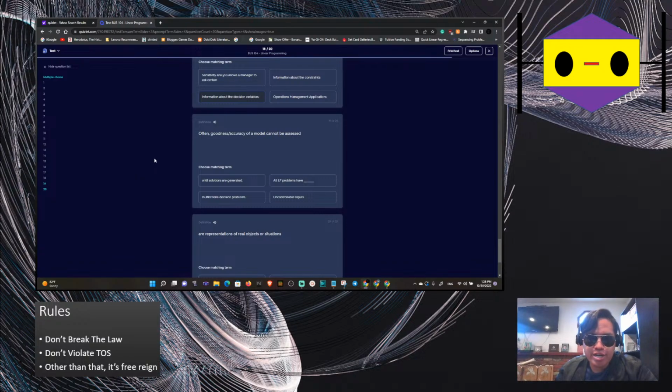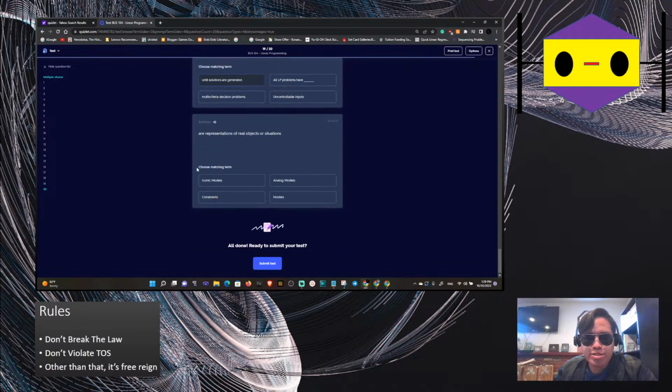Until solutions are generated, often goodness/accuracy of a model cannot be assessed. I'm gonna go with A. Often are representations of real objects or situations.